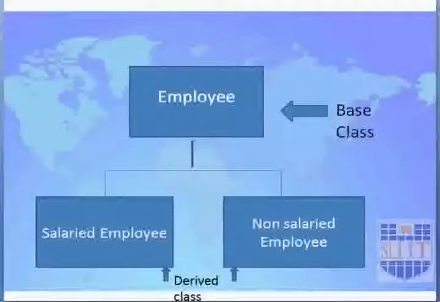Same as the previous one, this is also a UML class diagram. This diagram shows that an employee can be a salaried employee or a non-salaried employee. The base class is employee. Salaried employee and non-salaried employee are derived classes.